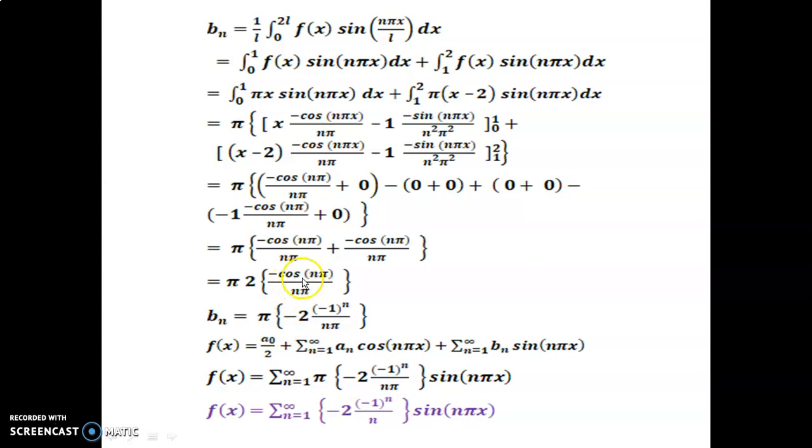Thus we know cos n pi is minus 1 raised to n. Substitute here. Thus we get f of x equal to, this is the Fourier series formula. a0 is 0, an is 0, so first 2 terms will be 0. Substitute here bn. Thus we get f of x equal to summation n equal to 1 to infinity, the value of bn, substitute here, sin n pi x. And this is the final answer.